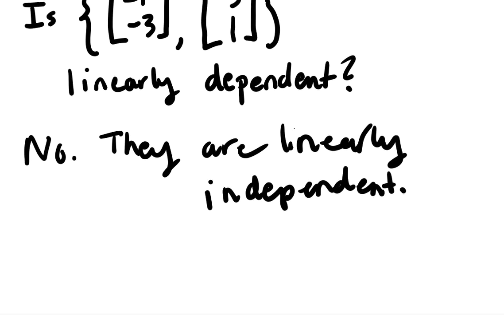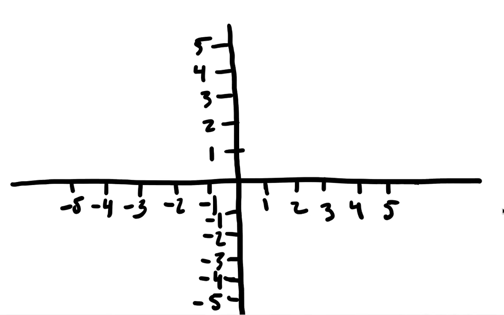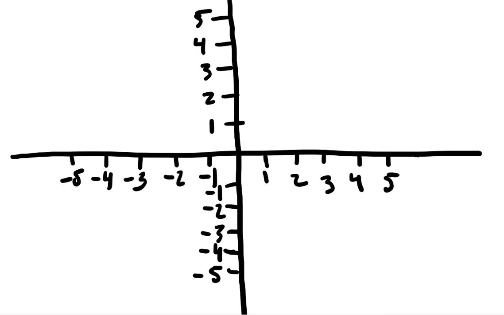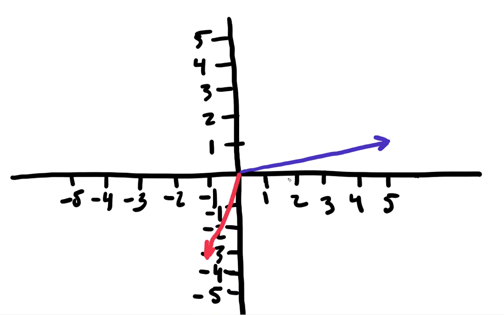All right, let's take a look at what that looks like graphically. We have the vectors negative 1, negative 3, and 5, 1. Let's first plot negative 1, negative 3 down here. And our other vector was 5, 1, so right over here. Now in this case, as opposed to the first example, these two vectors are not on the same line.